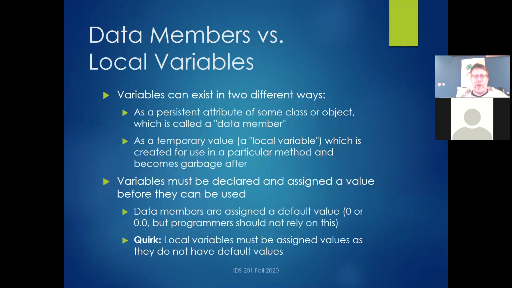Now, in Java, variables can exist in two different ways. Some of it we've already demoed in the code. So one way is a persistent attribute of some class, which is called a data member or a data field. We've seen this in some of our examples.